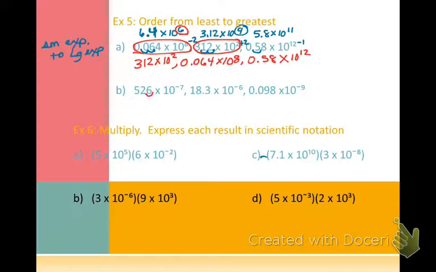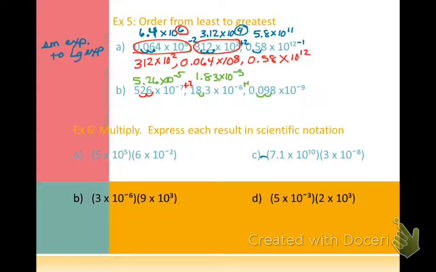B, you're going to do the same thing. I'm going to add 2 since I moved it over 2. I'm going to change it to a different color so we don't mistake it. So it's 5.26 times 10 to the negative 5. Move this over, add 1. So this one's going to be 1.83 times 10 to the negative 5th. Oh, there's 2 of the same exponents. We'll get there.